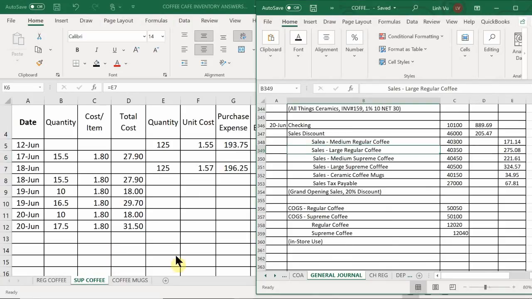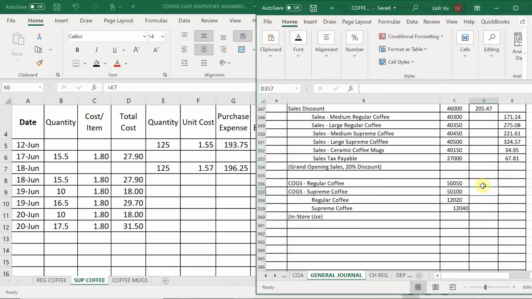Now we must journalize our cost of goods sold because that's exactly what we calculated. How much was the cost of goods sold for the regular coffee? $27.36. And how much was the Supreme coffee? $31.50. We're going to take that out from our inventory so it reflects in our ledger the updated amount in each account.